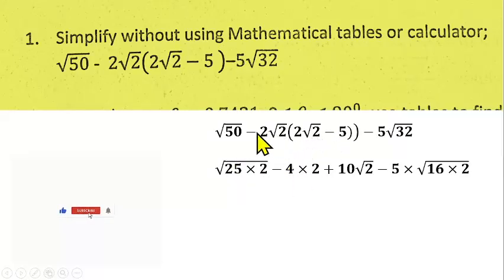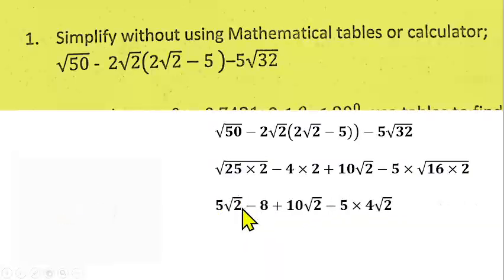So this one will give us surd 25 times 2. Then you can open the bracket here: minus 2 surd 2 times 2 surd 2. 2 times 2 gives us minus 4, then surd 2 times surd 2 gives us 2. Also, minus times minus will give us a plus, 2 times 5 will give us 10, then surd 2. Then minus 5 multiplied by surd 16 times 2, because simplifying surd 32 gives us 16 times 2. Then simplifying surd 25 gives us 5, and you are left with surd 2, so you have 5 surd 2 there.